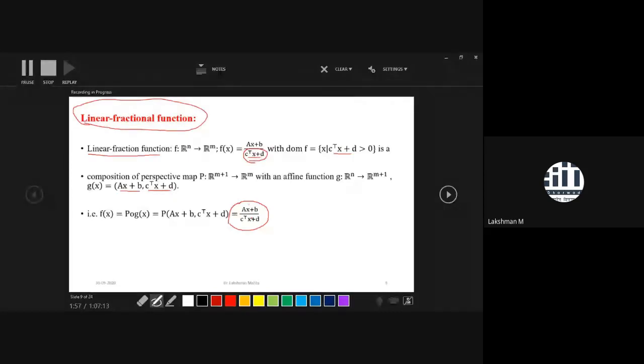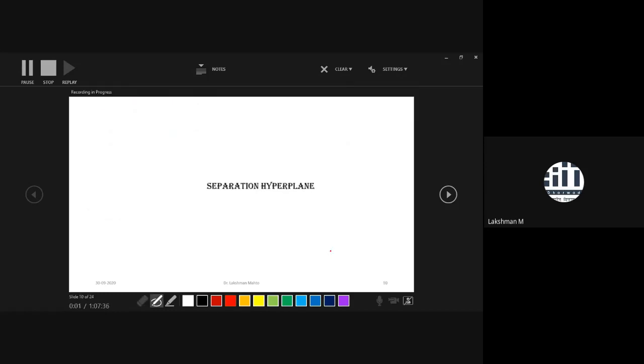So what you do here, we have already seen that the perspective function also preserves convexity, and an affine function also preserves convexity. If you take the composition of these two, then the composition again preserves convexity. Due to that, a linear fractional function always preserves convexity. So that's why the image and inverse image of a convex set under a linear fractional function would always be convex. Those were convexity preserving operations.